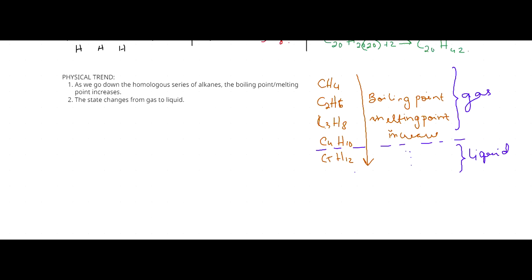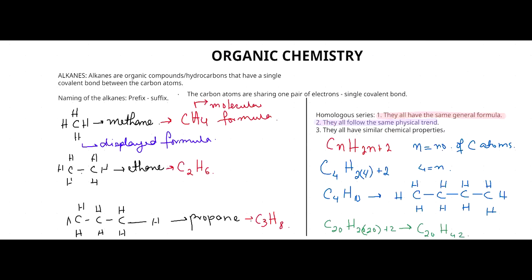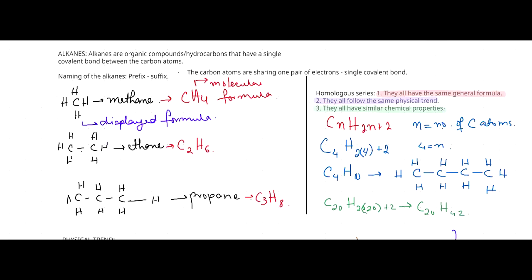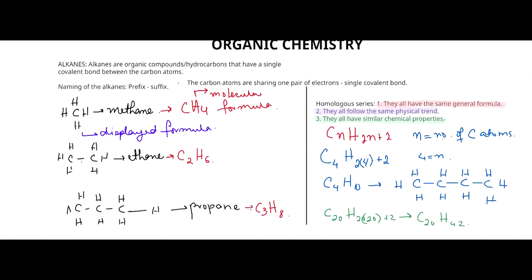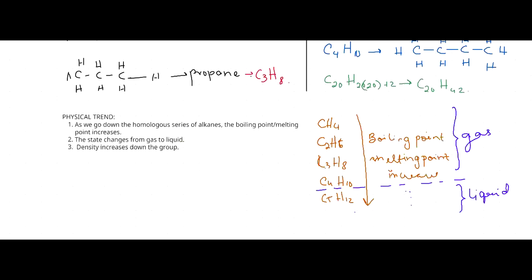Now, what is the third thing that you require for a homologous series? The third thing is that they all have the same chemical properties. What does that mean? It doesn't matter if I take methane or ethane or propane. If I react them with the same chemical, they will give me the same result. Let me explain this. Let's talk about the chemical properties.